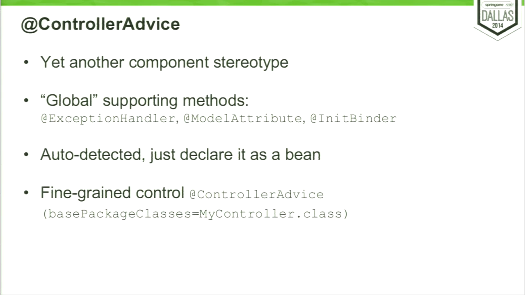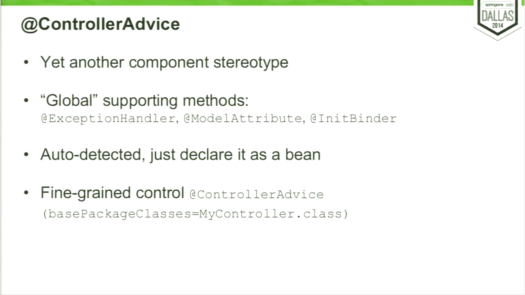How many of you knew about this one? Okay, some hands, but not too many. This is yet another component stereotype, which is actually very, very useful. The idea is that if you want to have any of these supporting methods like exception handler, model attribute, init binder, typically you put them in the controller or maybe in the base class. So they're scoped to that controller in this way.